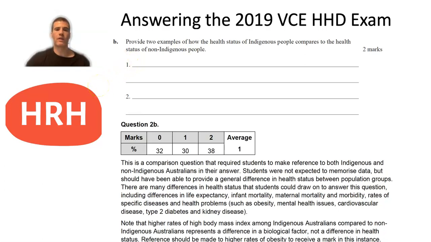For your second example of health status, you could have talked about how the maternal mortality rate of Indigenous people is higher than the maternal mortality rate of non-Indigenous people. So just make sure that you reference both population groups in your answer. And you can see down here that there were many different examples of health status you could have given in your answer, but they made a note that rates of higher body mass index represented a difference in a biological factor, not a difference in health status. So if you were talking about something along the lines of body mass, you should be referring to obesity, and not body mass index. That's just something to take note of in relation to health status.